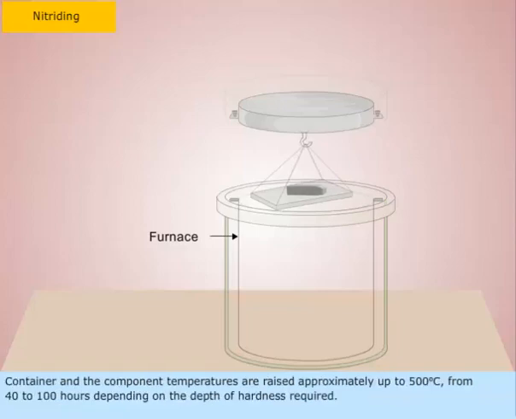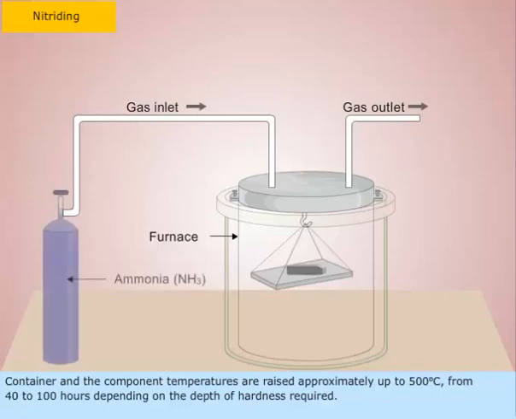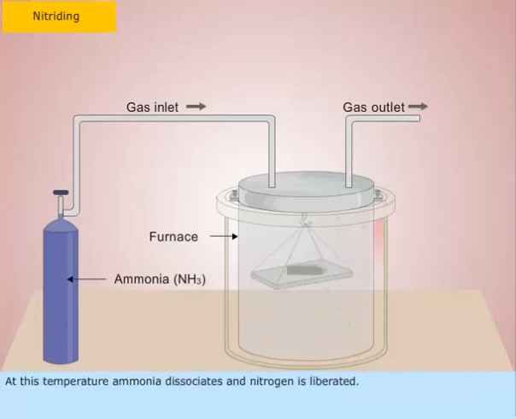Container and the component temperatures are raised approximately up to 500 degrees Celsius, for 40 to 100 hours depending on the depth of hardness required. At this temperature, ammonia dissociates and nitrogen is liberated. The liberated nitrogen is absorbed in the surface layer of the steel.